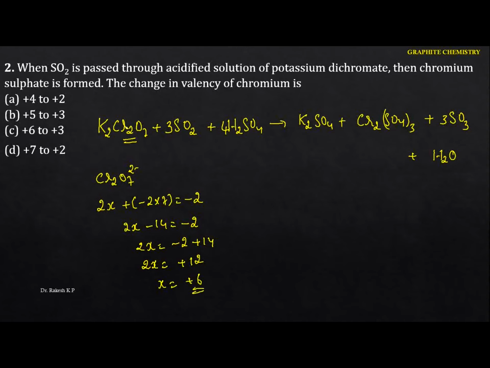So we come to know that in potassium dichromate, the oxidation state of chromium is +6. If we split the chromium sulfate, this becomes 2Cr3+ plus 3 SO4 2-. This is the particular salt, and we already got +3. So the oxidation state of chromium in chromium sulfate is +3. See the change here: it changes from +6 to +3. Hence the option will be C.